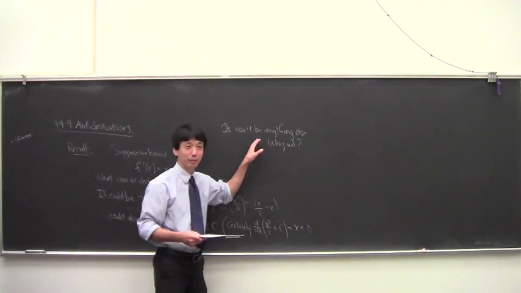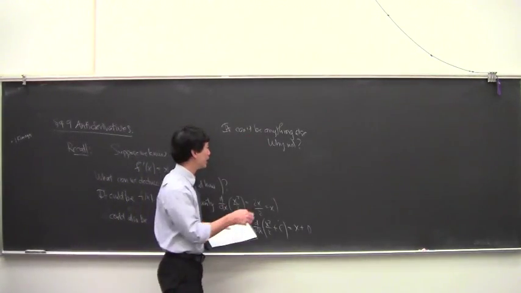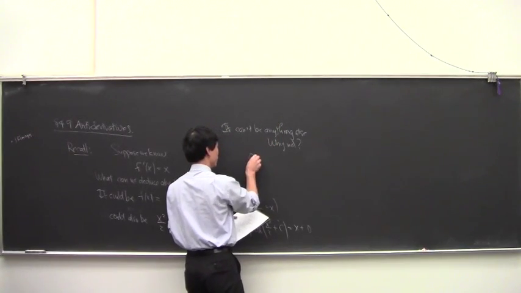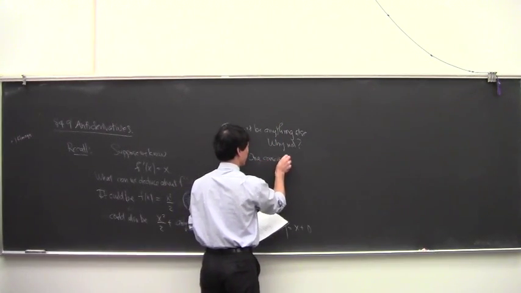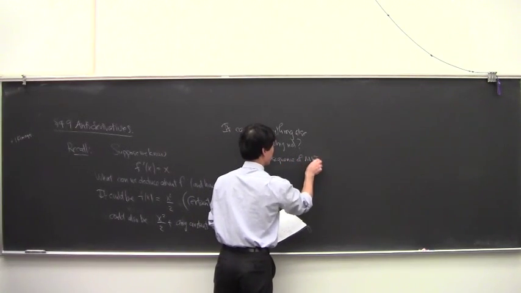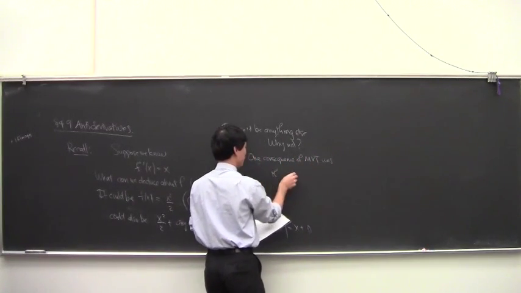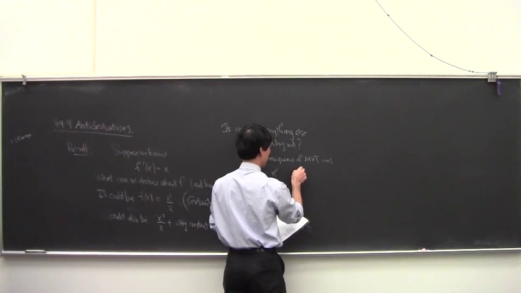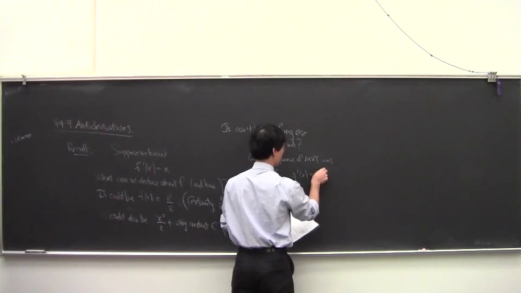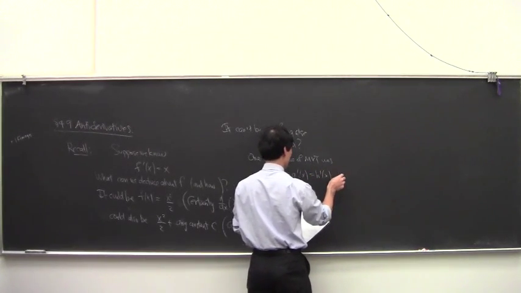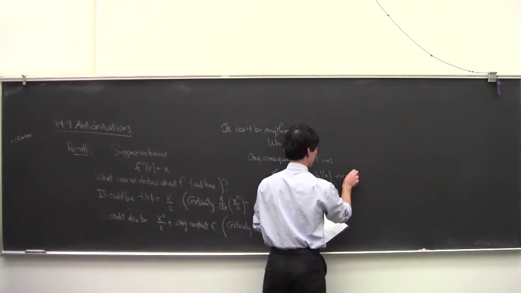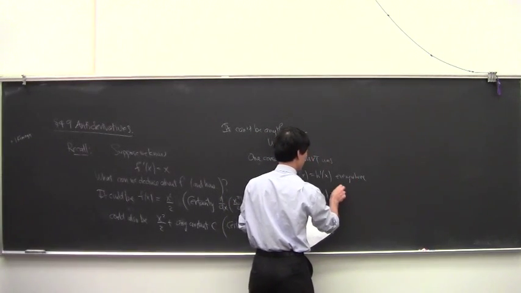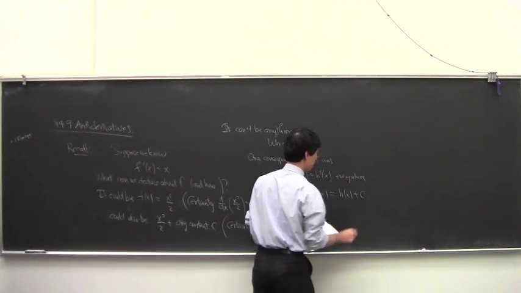Okay. So why not? The point is the mean value theorem, right? Recall that one consequence of the mean value theorem was that if two functions, let's say g and h, have the same derivatives everywhere, then g must be h plus a constant.